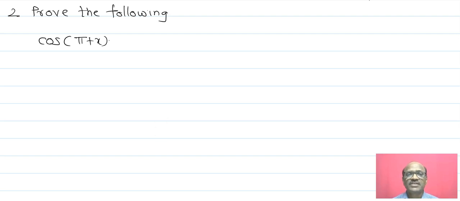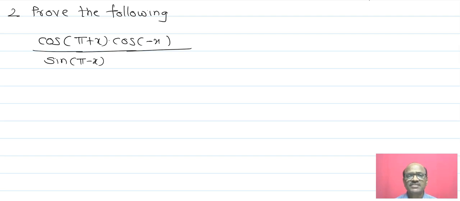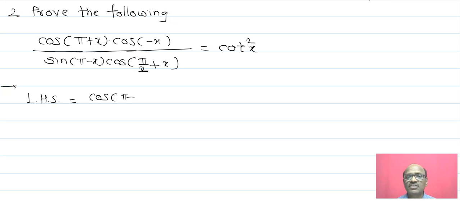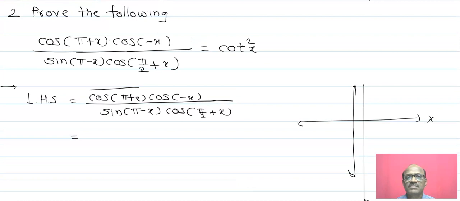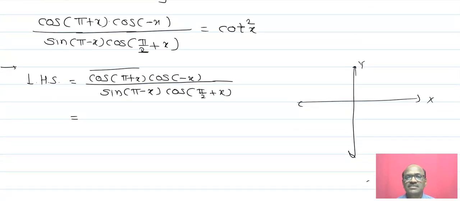Now next is prove that cos of pi plus x into cos of minus x upon sin of pi minus x and cos of pi by 2 plus x is equal to cot square x. Now see this, cos of pi plus x comes in the third quadrant. Cos of minus x absorbs the negative sign. Sin of pi minus x is positive and remains as it is. Cos of pi by 2 plus x comes in the second quadrant. Cos of pi plus x is minus cos x, it comes in the third quadrant.